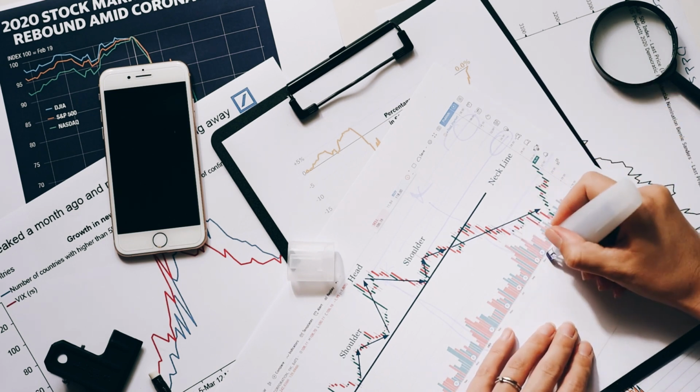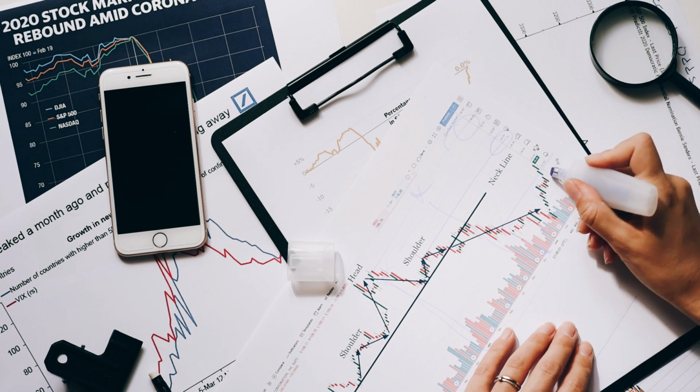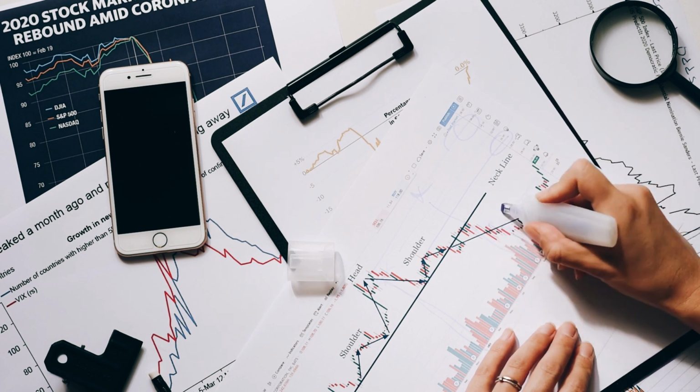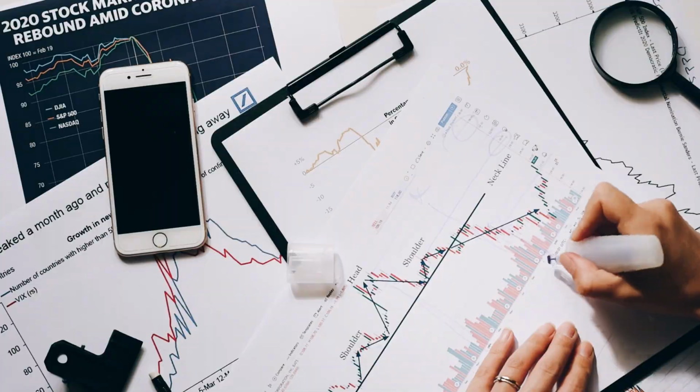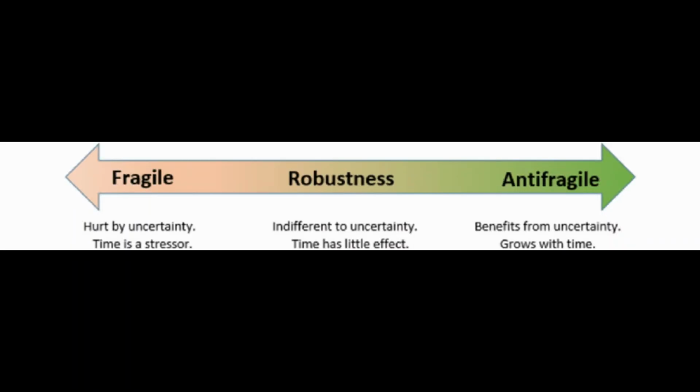In this video, I will be talking about antifragility. Fragility, robustness, and antifragility are three related concepts that describe how systems respond to stress, uncertainty, and change. Fragility refers to the property of a system that is vulnerable to disruptions and breaks down under stress.